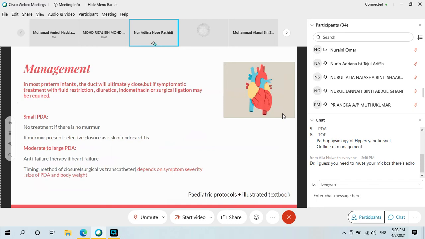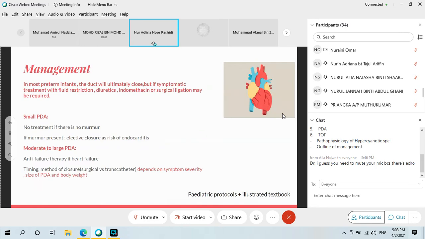For the management, in most preterm infants the duct will ultimately close. But if it's symptomatic, we will proceed with treatment of fluid restriction and diuretics; indomethacin or surgical ligation may be required. In a small PDA, there will be no treatment if there is no murmur. But if a murmur is present, we might do an elective closure because of the risk of endocarditis.